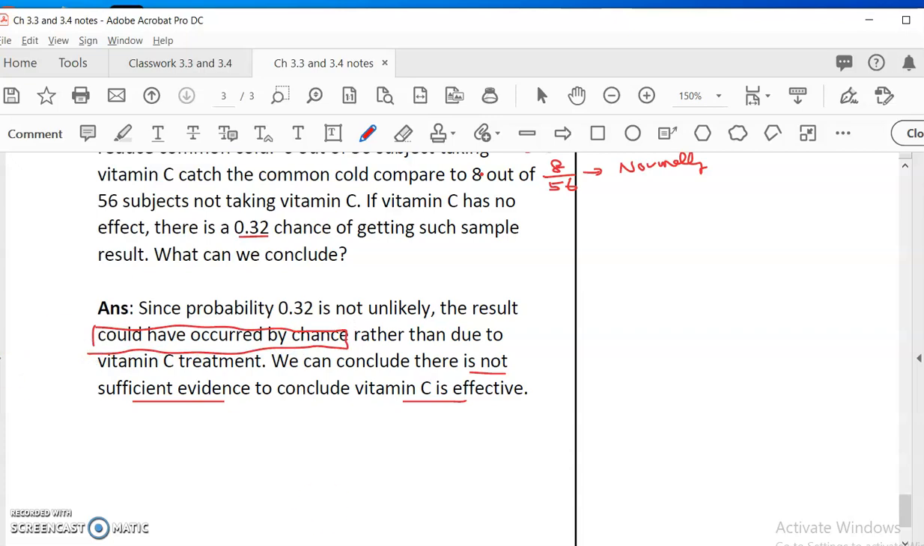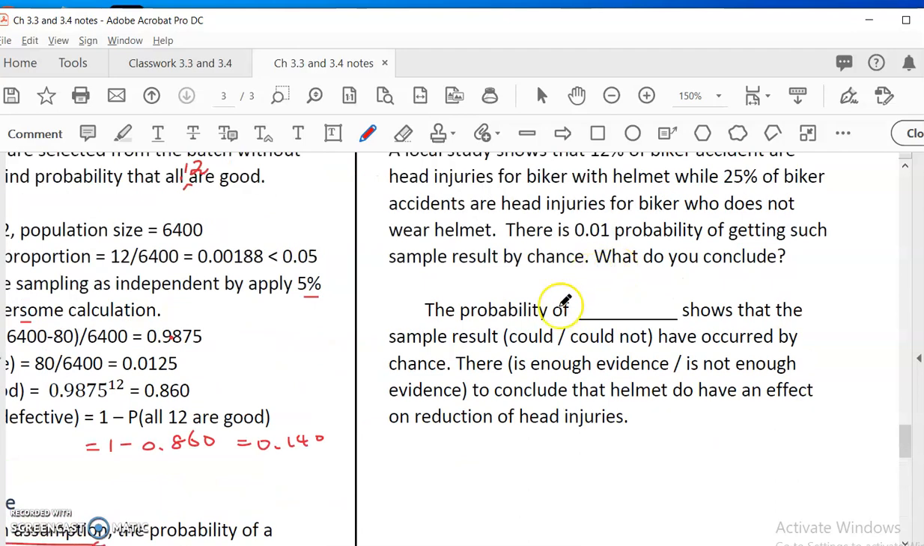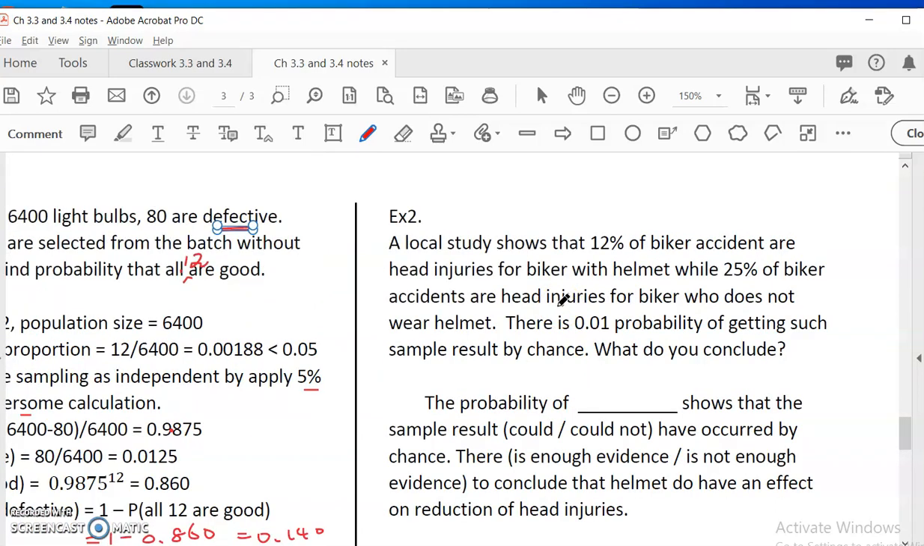So that's the argument. The second example is here. A local study shows that 12% of bike accidents involve a head injury for bikers with helmets, while 25% of bike accidents involve a head injury for bikers who do not wear a helmet.